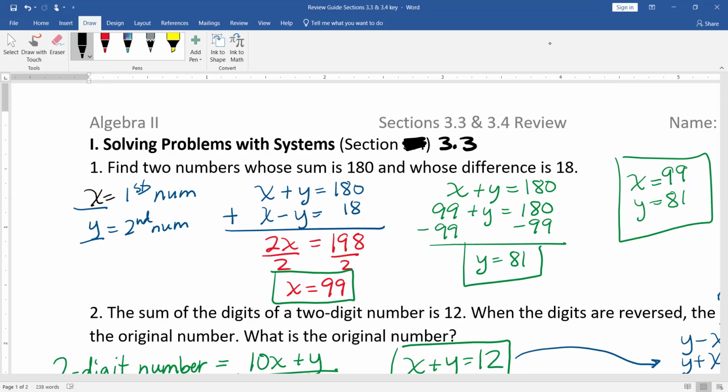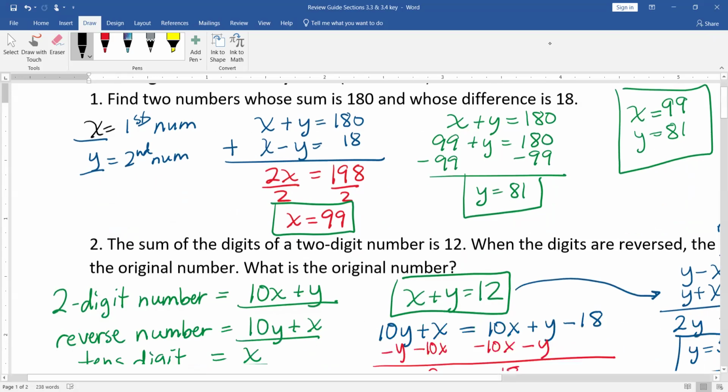You can see I wrote my two equations. X is the first number, Y is the second number. Two numbers whose sum is 180 is X plus Y equals 180. And two numbers whose difference is 18, make sure the X and Y are in the same order: X minus Y is 18. So I did that, got rid of the Y, solved for X, and then plugged that X in to figure out what the Y was.